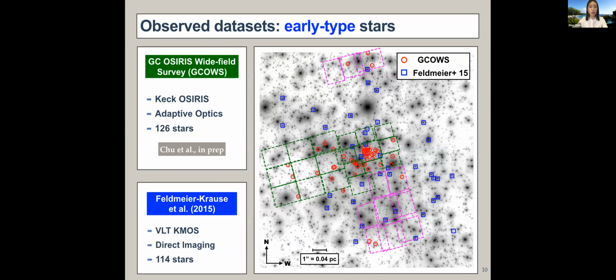And we are also working on two data sets for early type stars. This is the very central region within 0.5 parsec. The boxes show our Galactic Center OSIRIS wide field survey using Keck. And the blue little squares show the additional early type stars from the VLT.